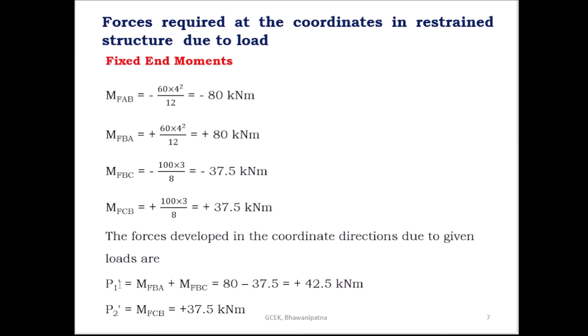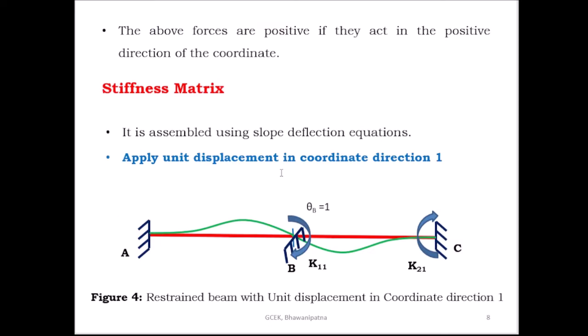These are the forces in the restrained structure in the coordinate direction due to the external loading. The above forces are positive if they act in the positive direction of the coordinate. Then find out the stiffness matrix.